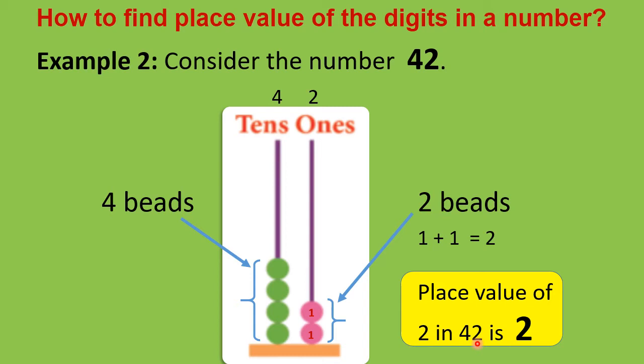Hence the place value of the digit at one's place is equal to the digit itself. Now let us see the place value of the other digit. So the value of each bead on tens place rod.